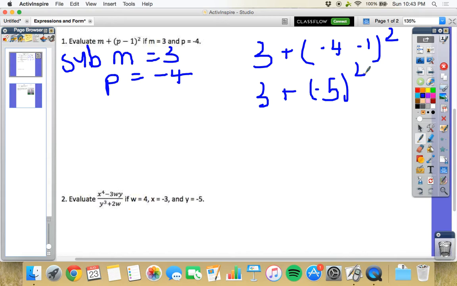And negative 5 squared is 25. So we have 3 plus 25, and that comes out to 28. So when you say evaluate the expression, we really just mean find the answer.